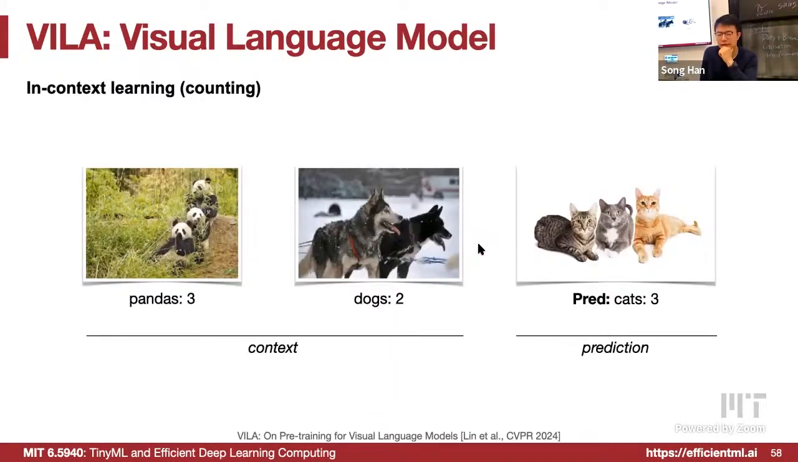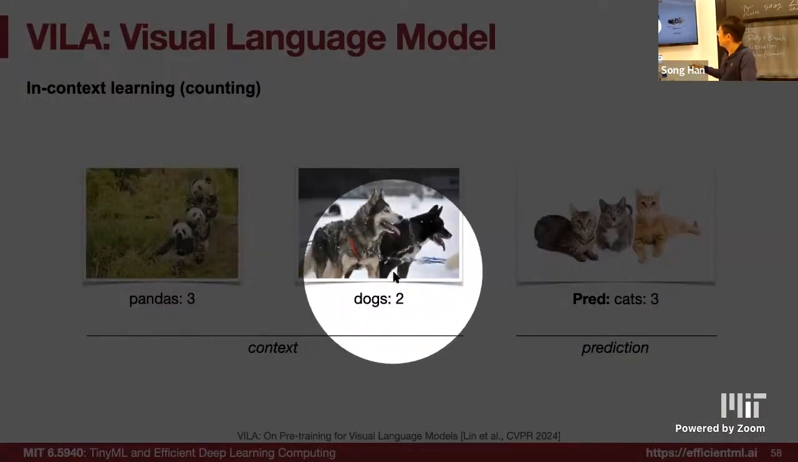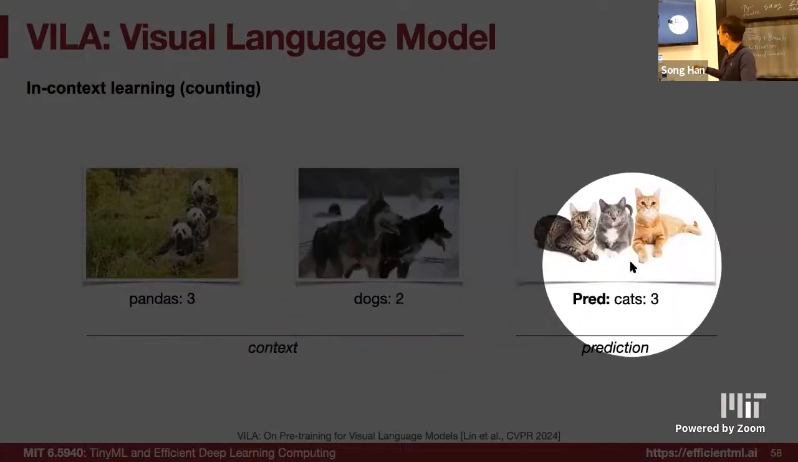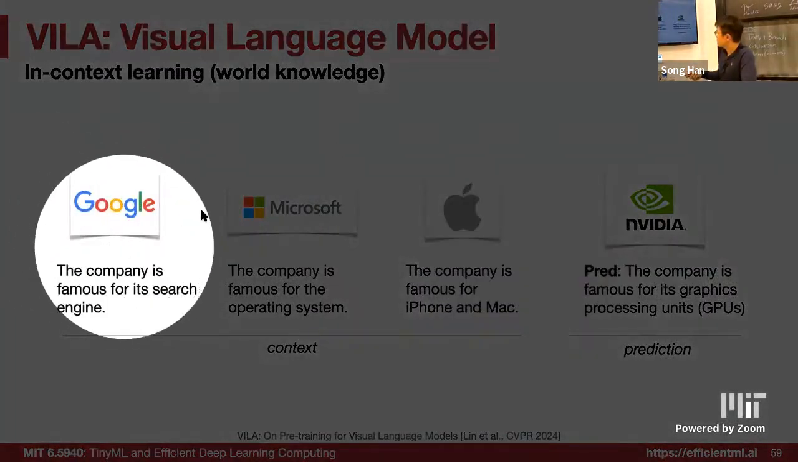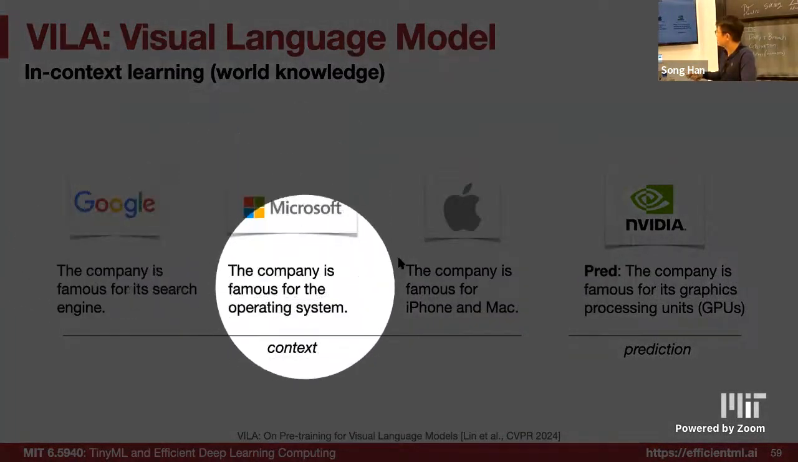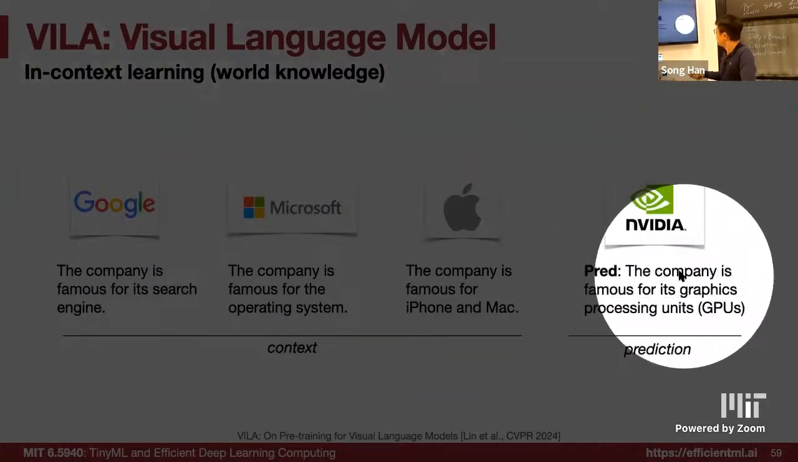So here's some in-context learning capability. Pandas 3, dogs 2. This is the context. This is the prediction, cats 3. And also this is context: the company is famous for search engine; a Microsoft logo, famous for operating system; Apple logo, famous for iPhone and Mac; NVIDIA logo, famous for GPUs.